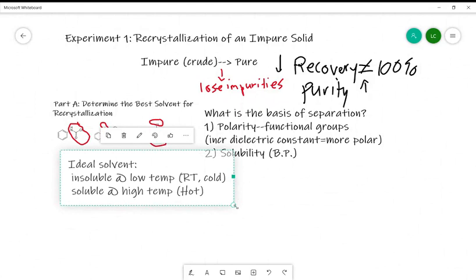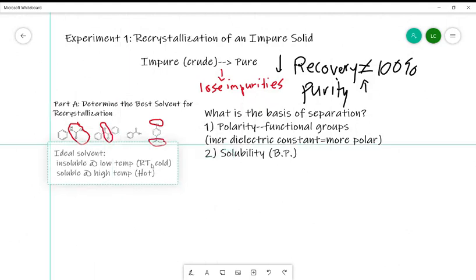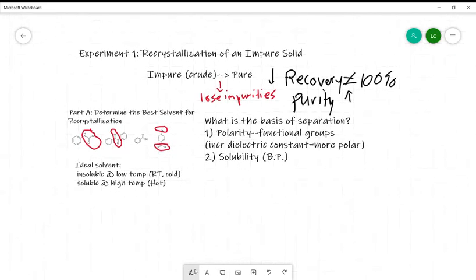So that's how you can dissolve things at high temperatures. You can dissolve whatever analyte, whatever compound you're looking at, at high temperatures, and the impurities would be insoluble at high temperatures, and then you can recrystallize it back, so you can just precipitate it out at cold temperatures. So that's what you guys did in your experiment.